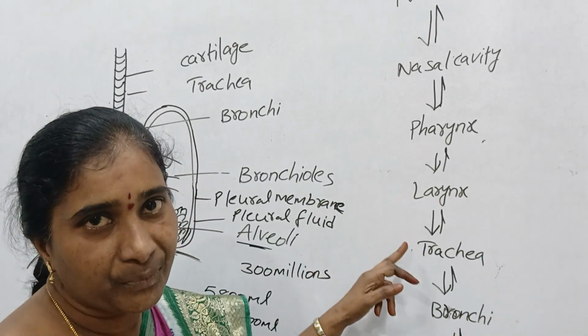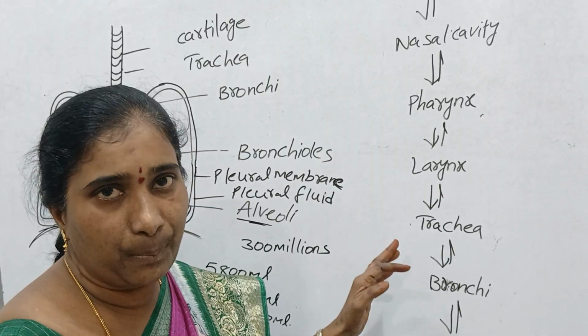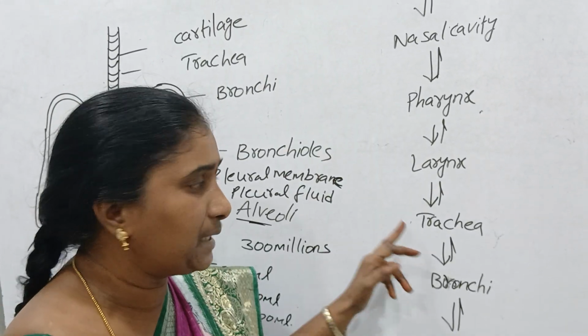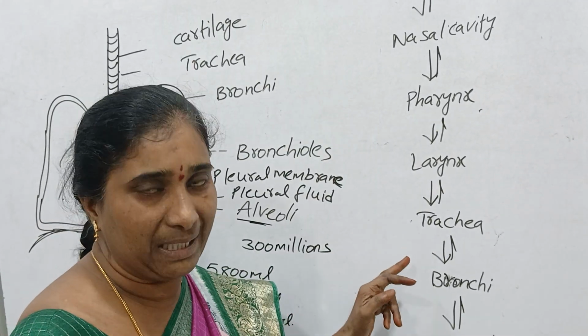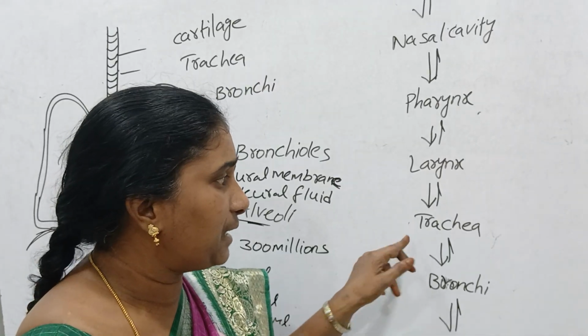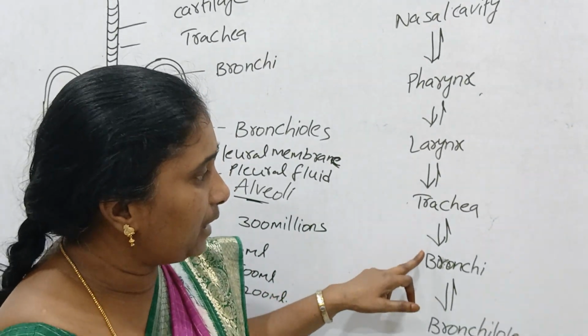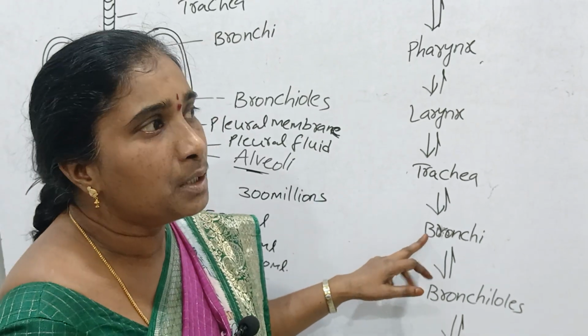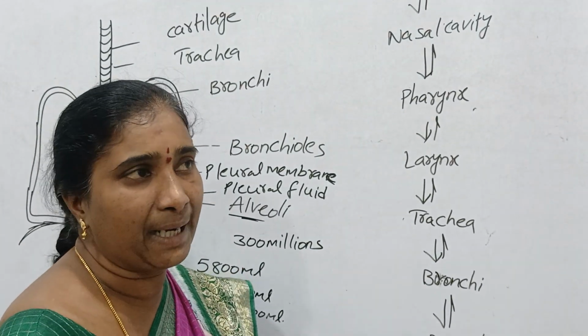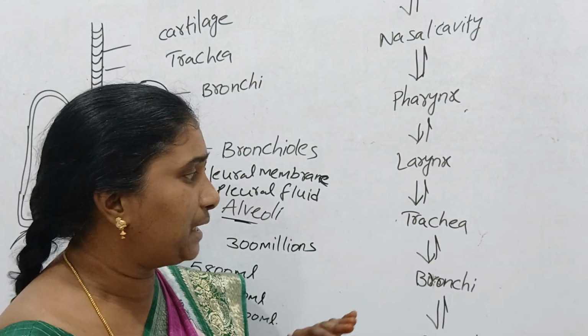Afterwards, the trachea. The trachea contains C-shaped rings. Nine C-shaped rings are present in the trachea. Those are made of cartilage. This cartilage helps to prevent the trachea from collapsing. The end part of the trachea divides into two divisions. These are called bronchi. Each bronchus enters into each lung.